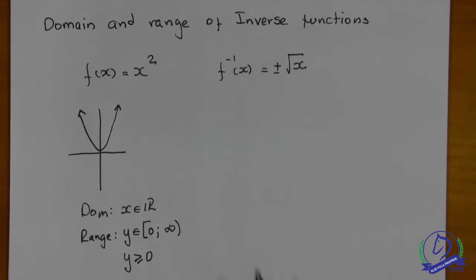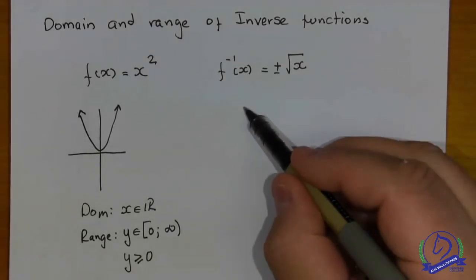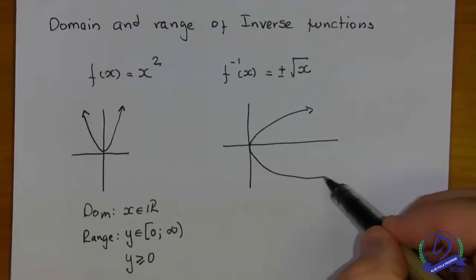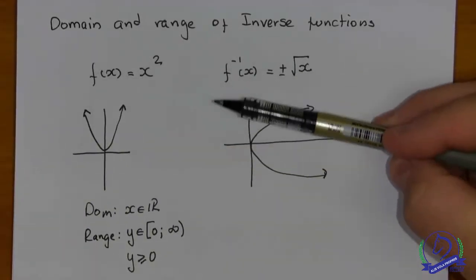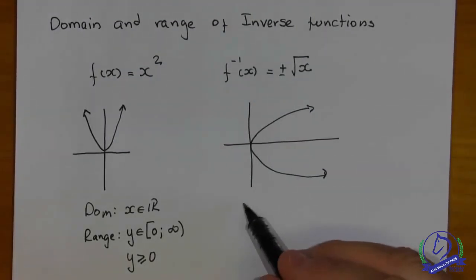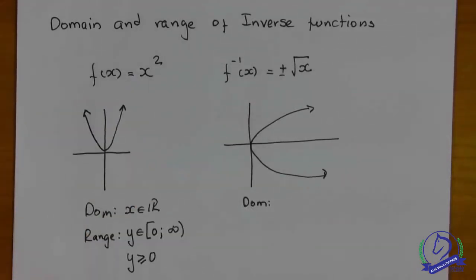The inverse of the function, however, will look something like this, and I'm going to show you graphically later how you find the inverse of a function. So this will be the function plus minus root of x. The plus root of x is the positive side, the negative root of x is the negative side. However, when you look at the domain of this function now, remember, because this is the inverse of x squared, the domain and the range swap around. So what is going to be the domain of this function now? It's going to be the range of the original function.